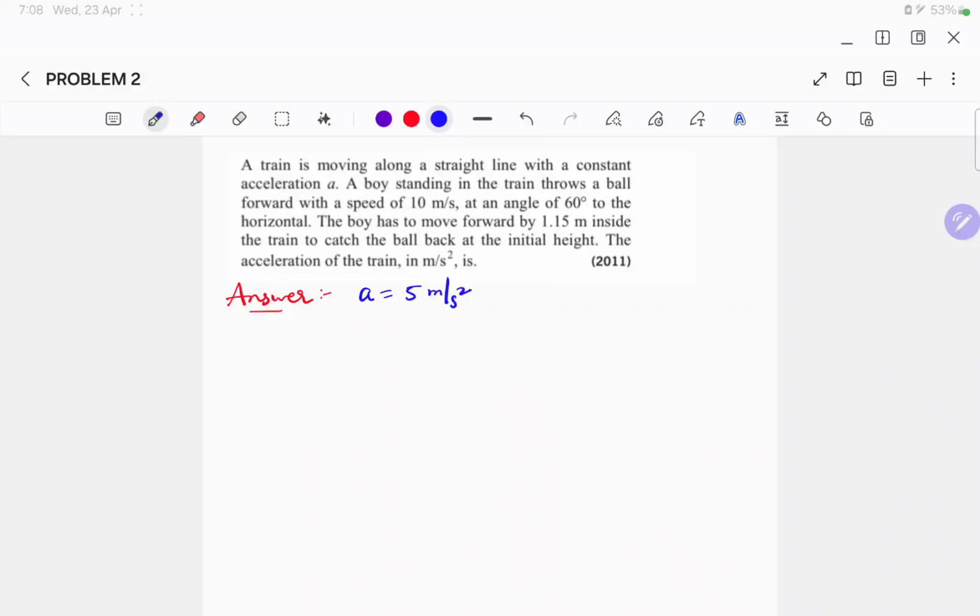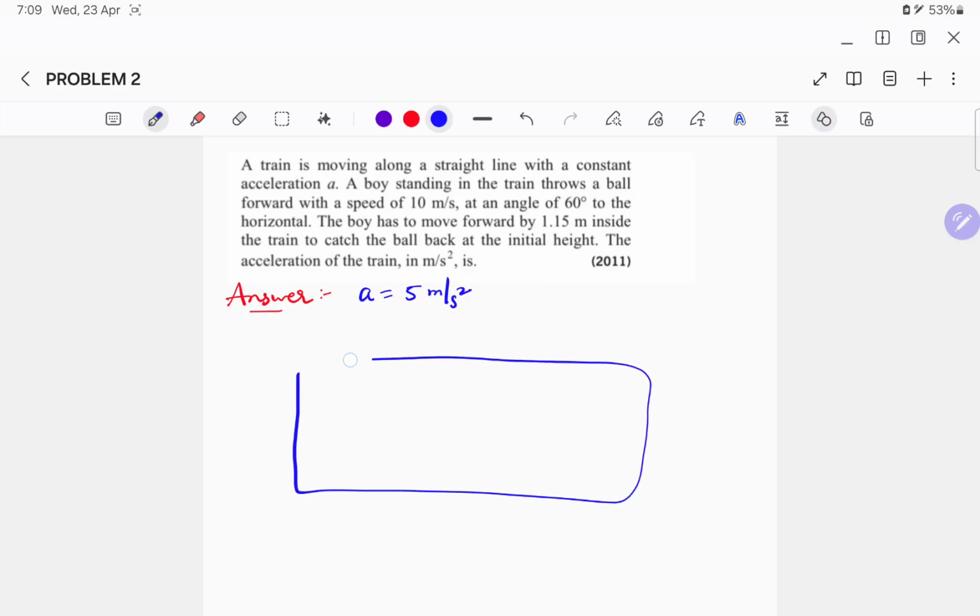Hello everyone. I am here to explain the earlier video, problem number 2, with another method, which is the preferable method in the exam hall to save our time, using the concept of relativity.